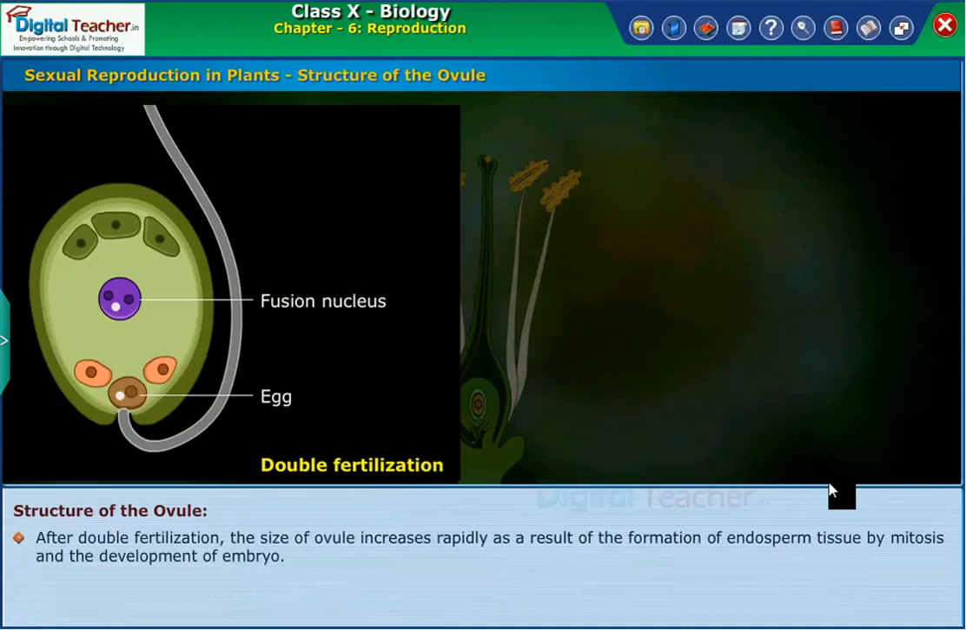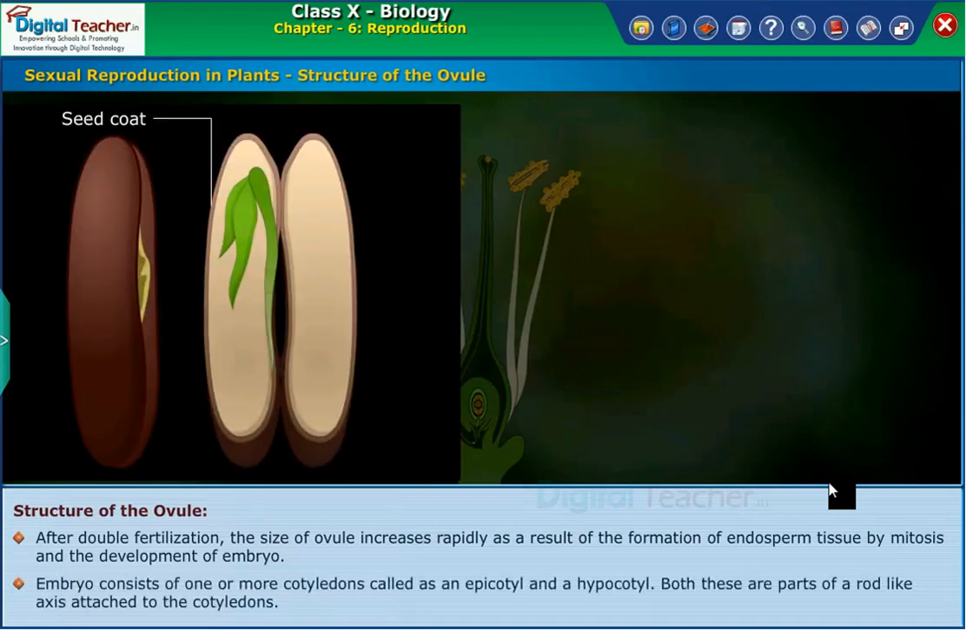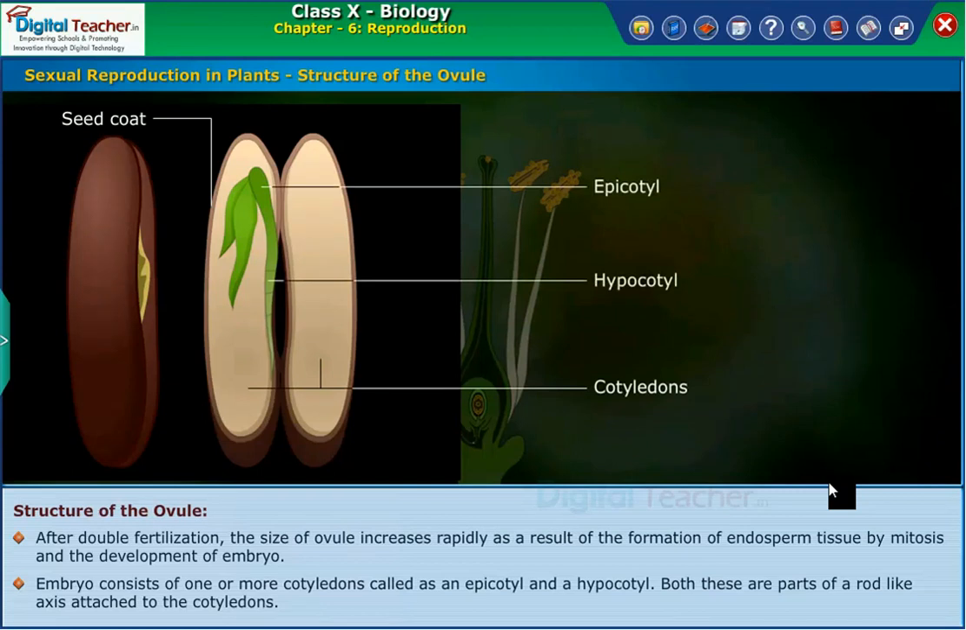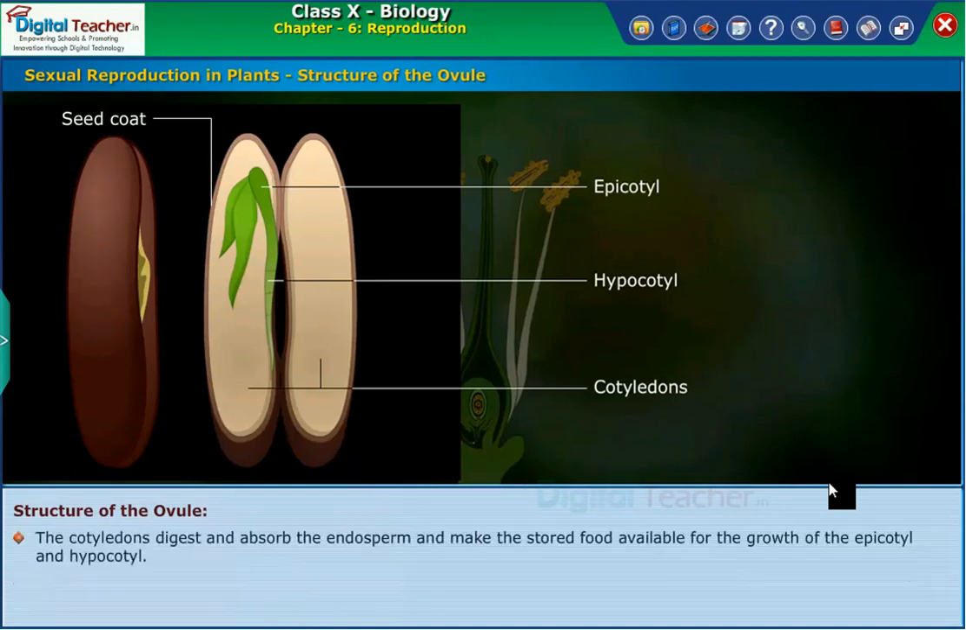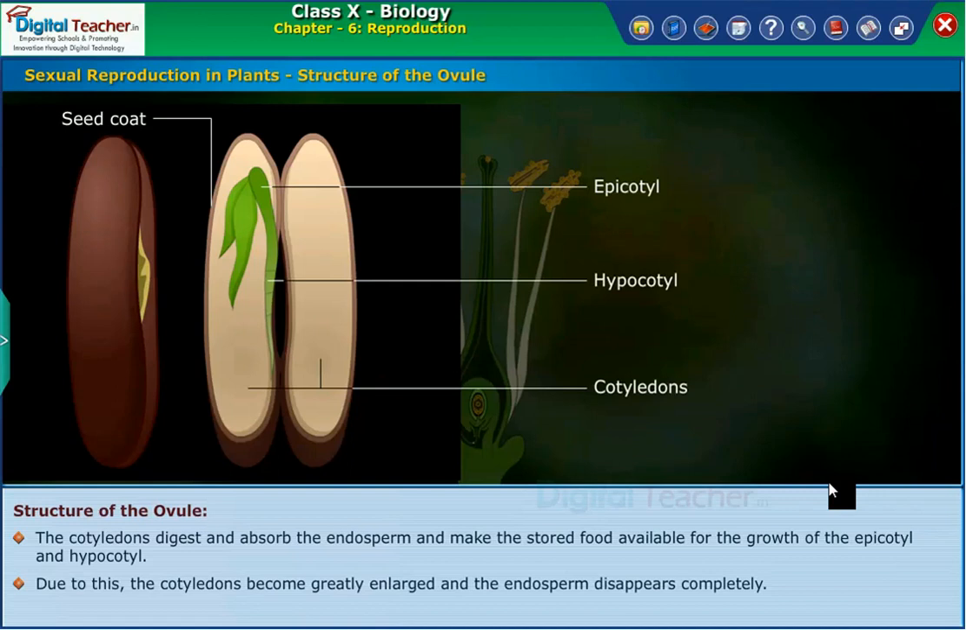After double fertilization, the size of the ovule increases rapidly as a result of the formation of endosperm tissue by mitosis and the development of the embryo. The embryo consists of 1 or more cotyledons, an epicotyl and a hypocotyl. Both these are part of a rod-like axis attached to the cotyledons. The cotyledons digest and absorb the endosperm and make the stored food available for the growth of the epicotyl and hypocotyl. Due to this, the cotyledons become greatly enlarged and the endosperm disappears completely.